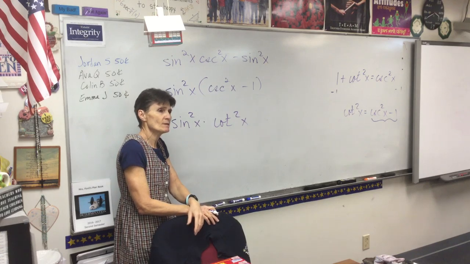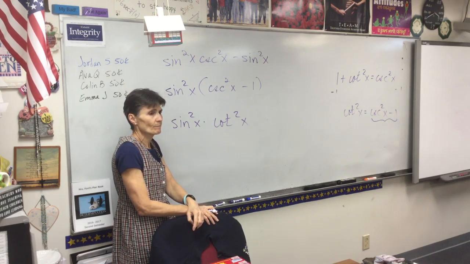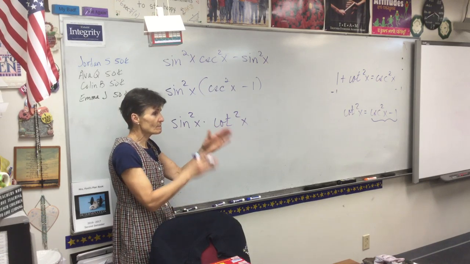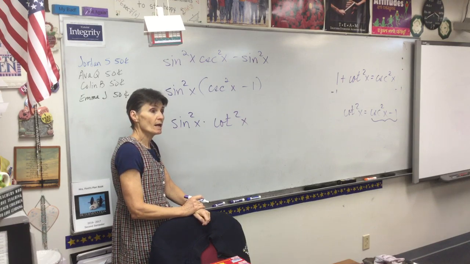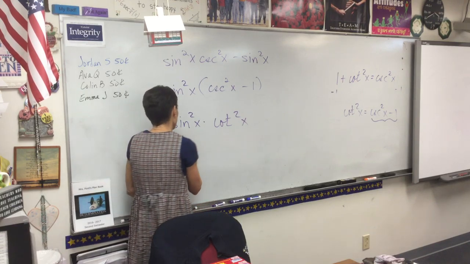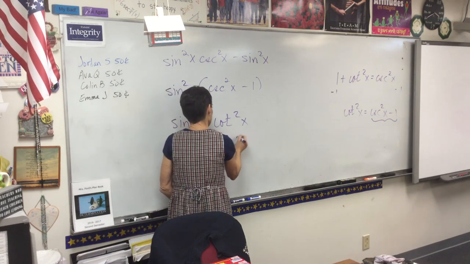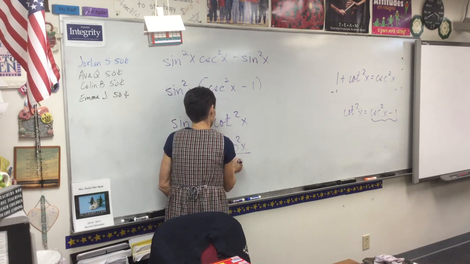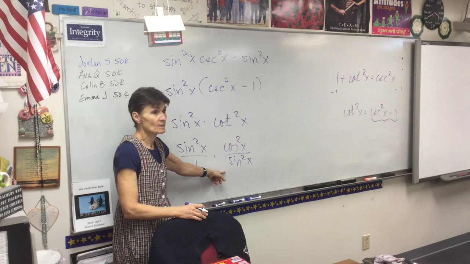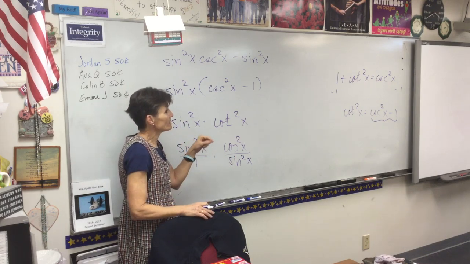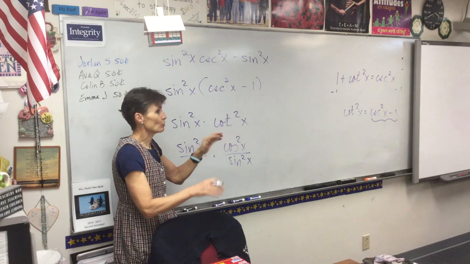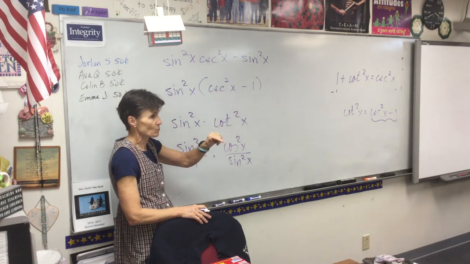Now tell me about cotangent. What's cotangent? What are some definitions of cotangent? 1 over tangent. Okay, it's 1 over tangent. What's another one? Cosine over sine. So what if I thought about this like this? Cotangent squared is cosine squared over sine squared. Now, I know you memorized it's cosine over sine, that's true, but if it's squared, it's cosine squared over sine squared.